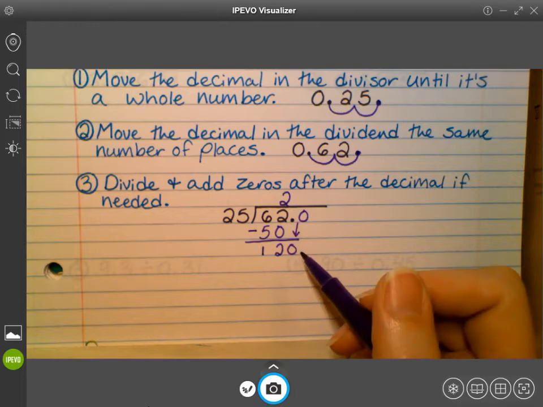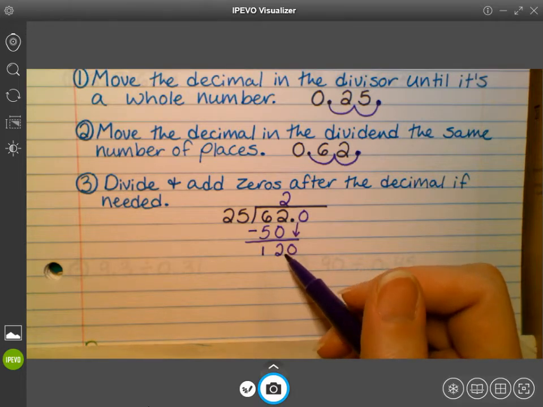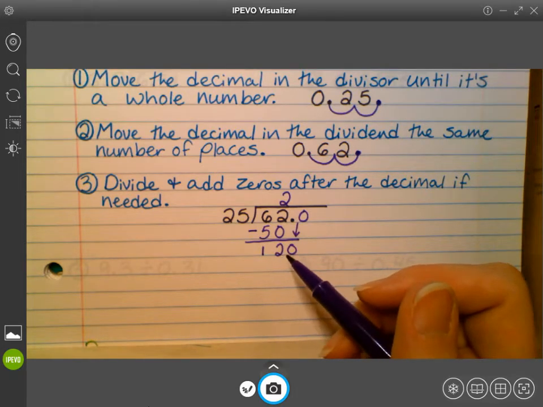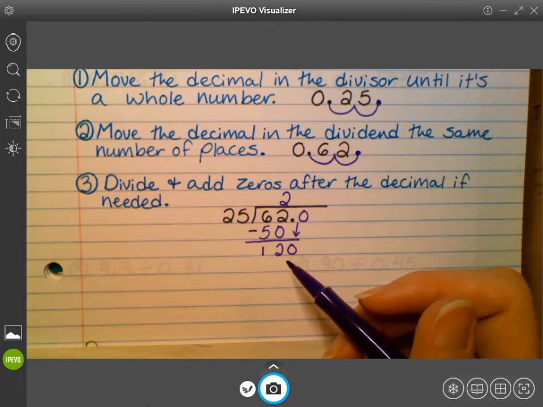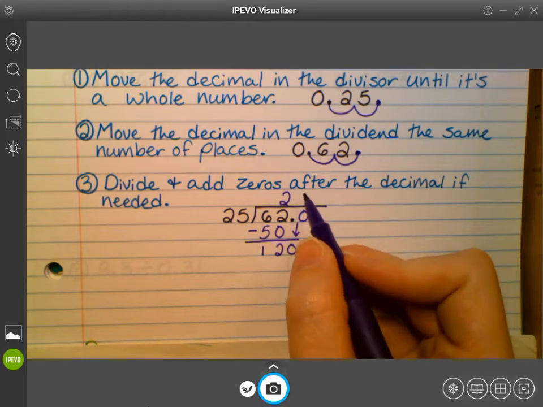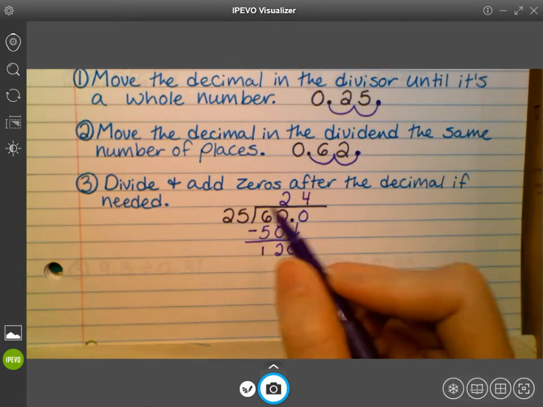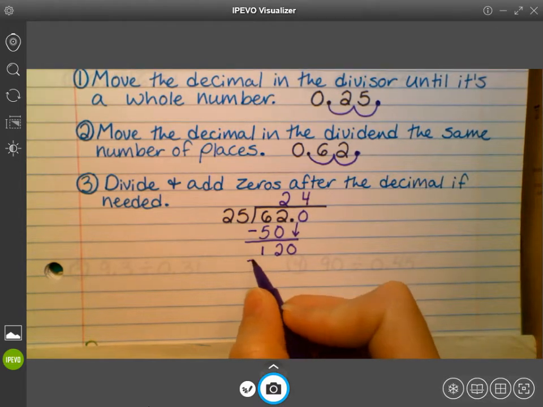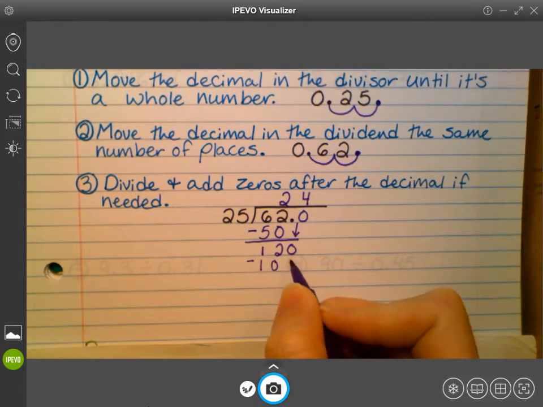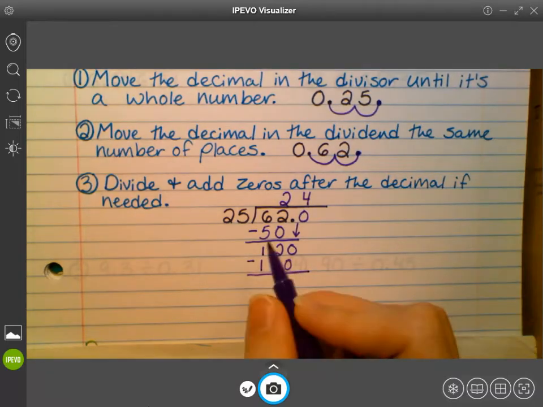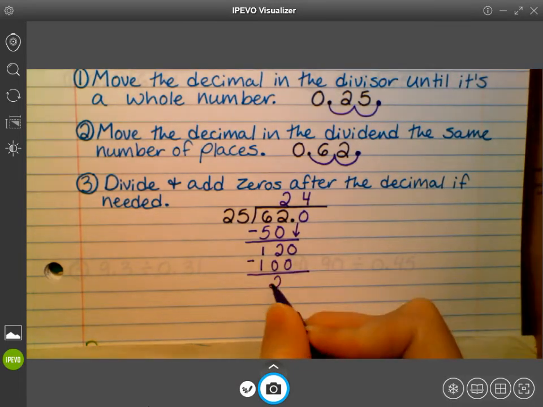25 goes into 120 how many times? Show me on your hand how many times. It goes in 4 times. 25 times 4 is 100. So I'm going to subtract 100. 120 minus 100 is 20.